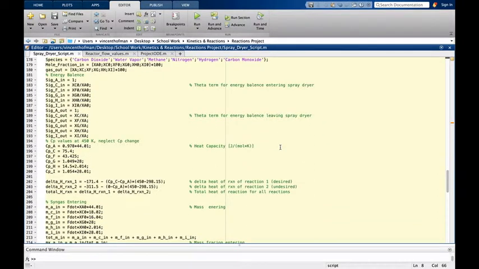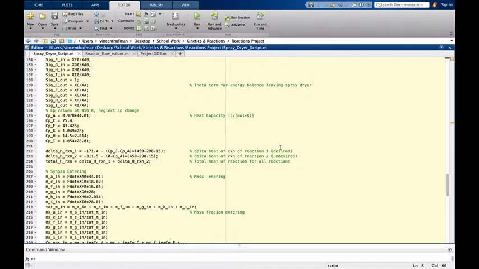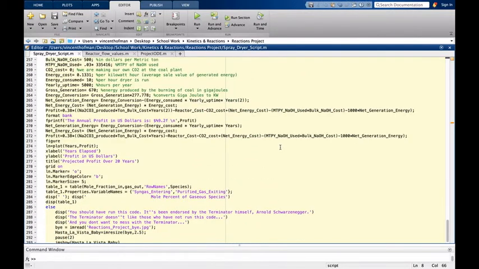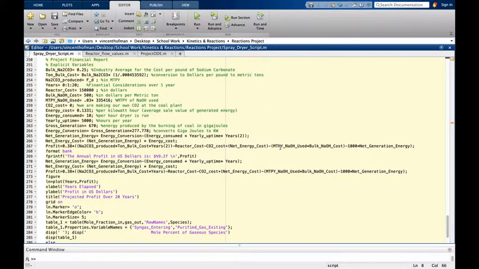This next section of code is used for the energy balance calculation for the conversion of CO2 in the spray dryer. Using the species value listed in the report, a CO2 conversion of 97.36% was obtained. The final section of this code shows the financial calculations used to find the projected profits of the coal gasification plant over the next 20 years.